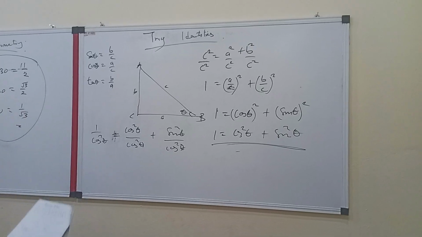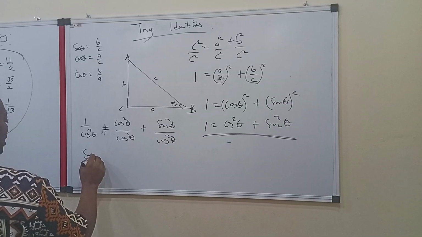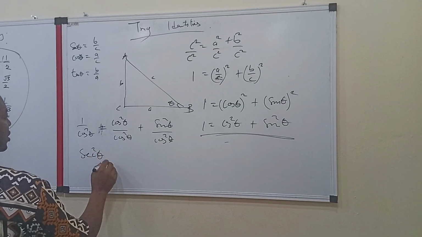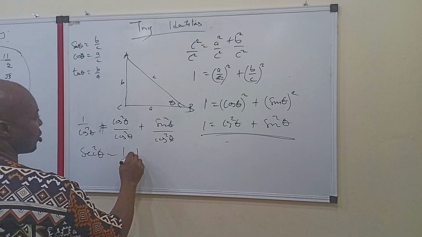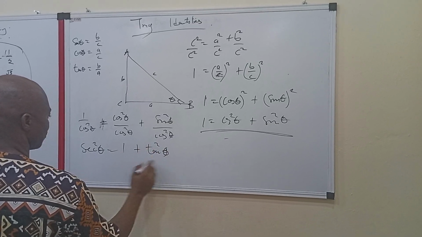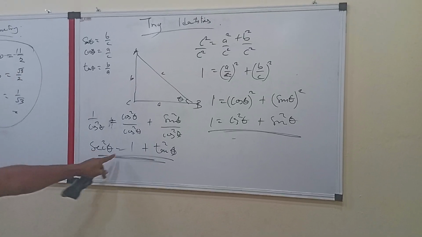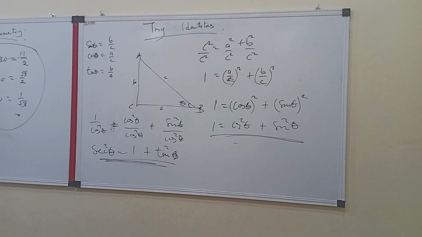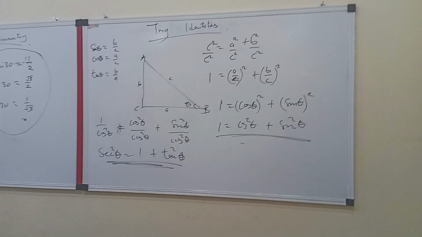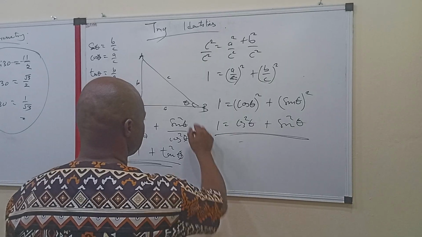If we divide everything by cos squared theta, here we are going to have 1 over cos is sec squared. Here we are going to have sec squared theta will be equal to 1 plus tan squared theta. That's what we have. So we are saying that sec squared theta is equal to 1 plus tan squared theta.